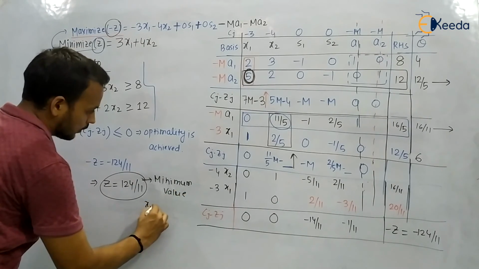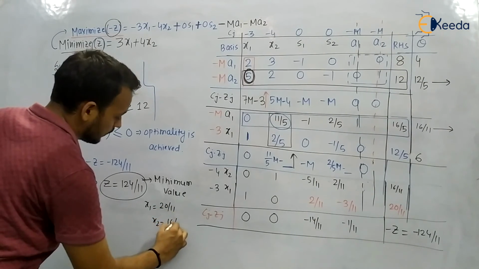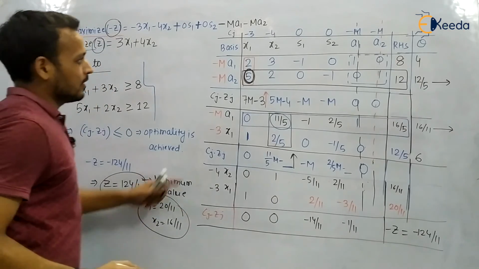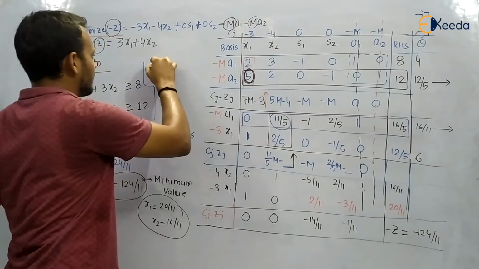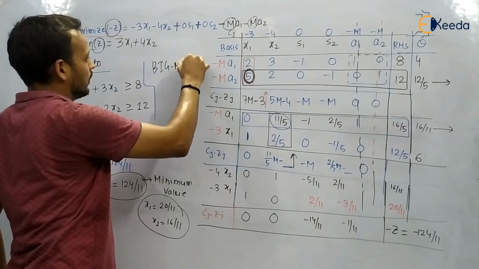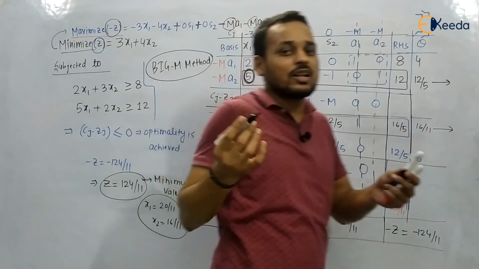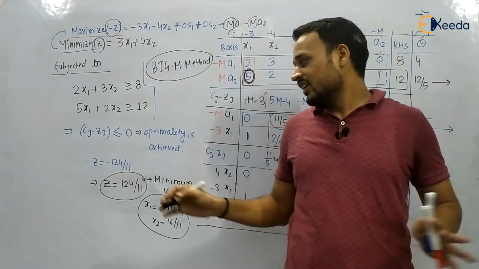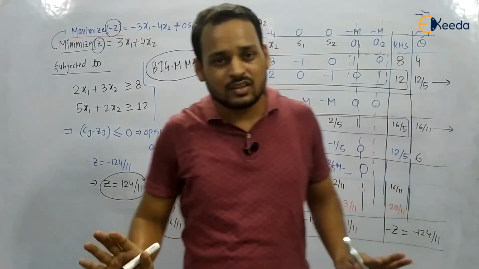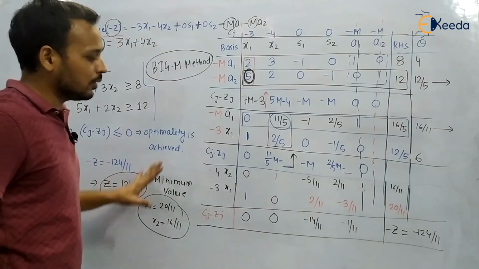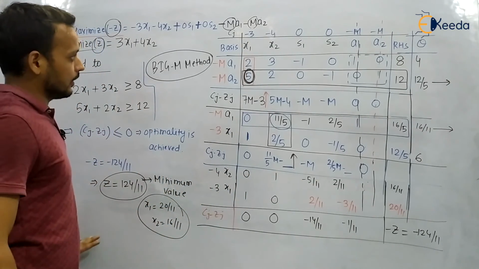And what is x1? X1 is going to be 20 by 11, and x2 is going to be 16 by 11. Okay, since the largest number is involved, that is M, this method is known as the Big M method. Okay, only the name is different, otherwise the rest of the steps are the same. Since M is the largest number, this method is known as the Big M method, and nothing to worry. Okay, just do the steps like this and calculate everything as you have calculated in the simplex table. So the steps are a little bit lengthy, but you just do it yourself. Okay, so you will get to know everything.